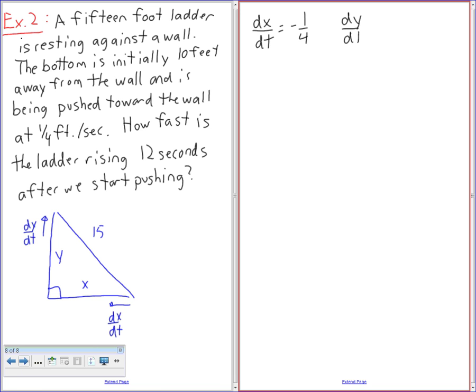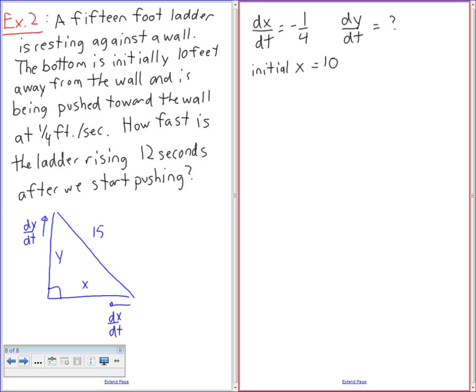Okay. So it says here, how fast is the ladder rising 12 seconds after we start pushing? We know the initial speed. I'm going to write that down here. The initial x is equal to 10. What's the x going to be after 12 seconds? How do we calculate what our x value is going to be after 12 seconds?